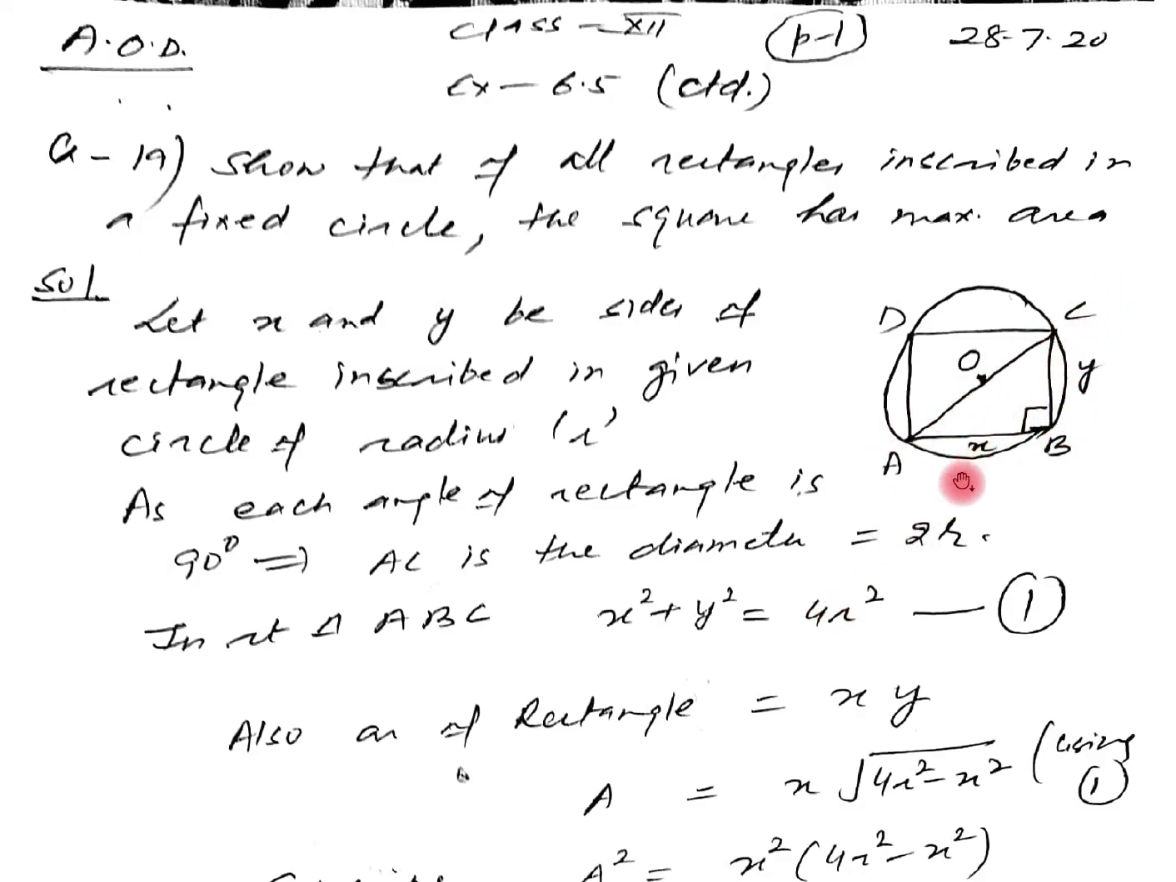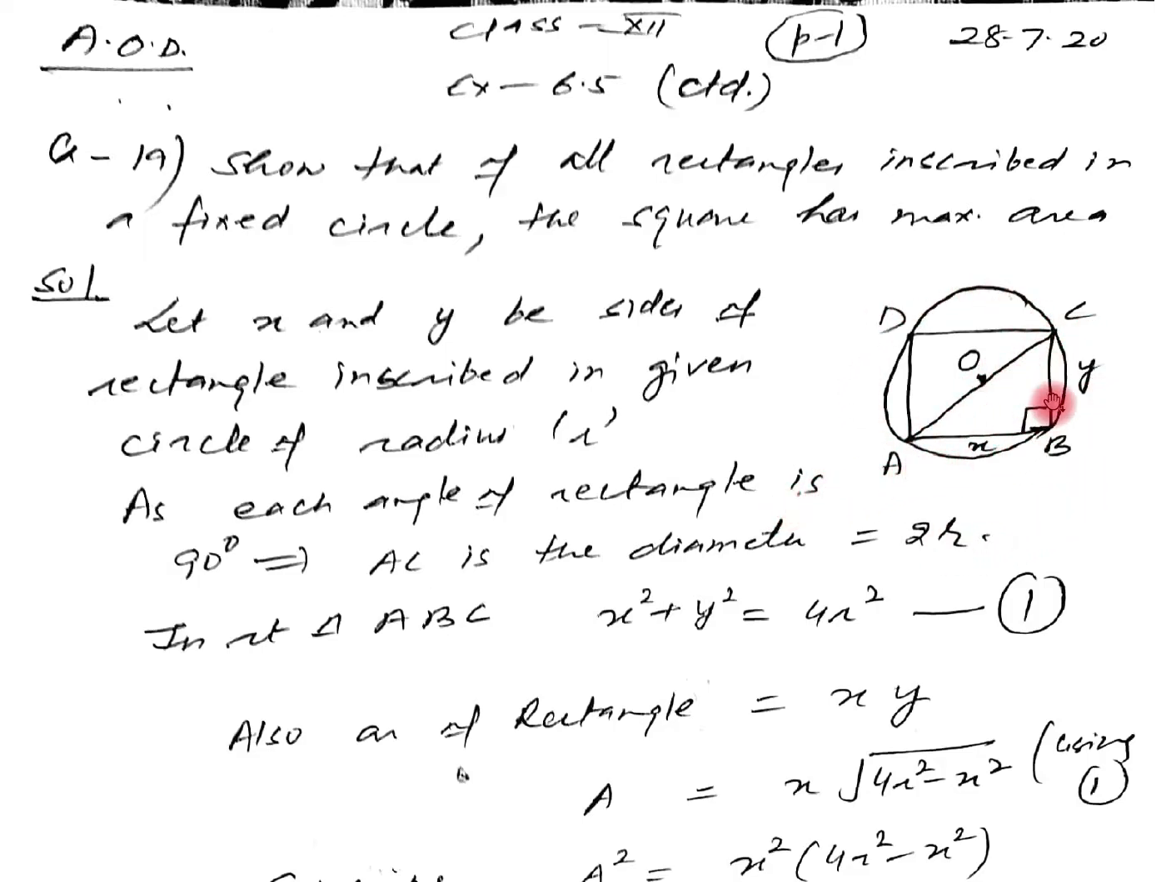Now here we have two variables, x and y. We know the area of the rectangle is x into y, and that is what we have to prove is maximum. Again we have two variables. We have to eliminate one variable with the help of the given condition. The given condition is that the circle of radius r is given.